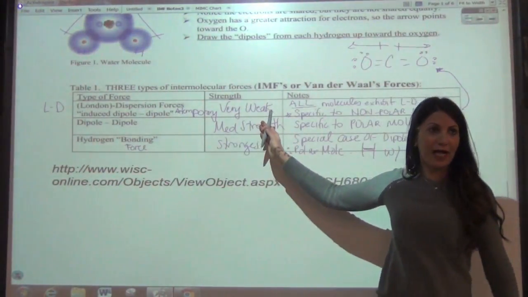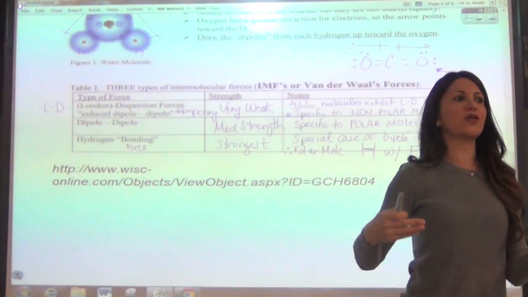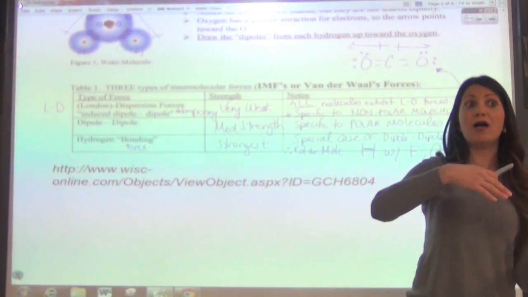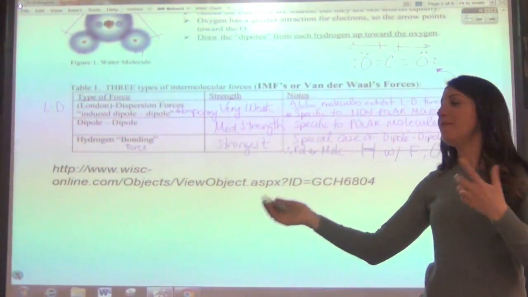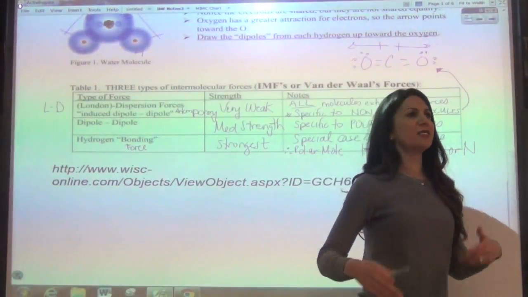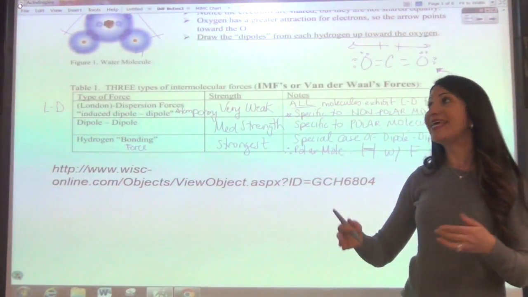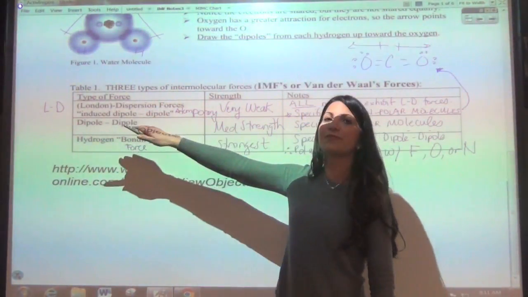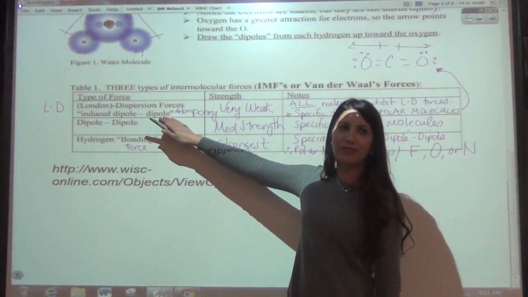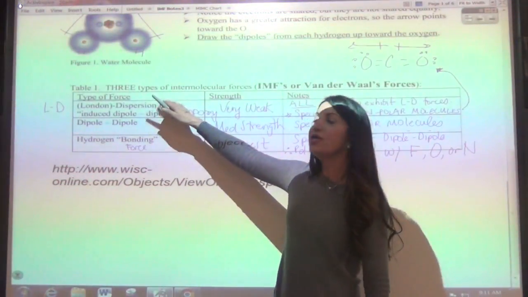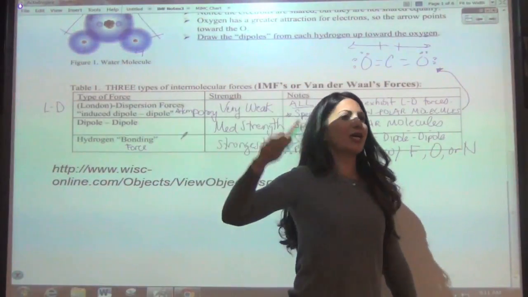Dipole-dipole is for polar molecules. If it's a polar molecule, it'll have dipole-dipole forces, but it will also have London forces. The third type is hydrogen bonding. That's a special case. Remember, hydrogen bonding is a type of dipole-dipole, which means if you have hydrogen bonding, you have dipole-dipole and you have London. So if you have hydrogen bonding, you're going to have all three. You're going to check all three boxes.